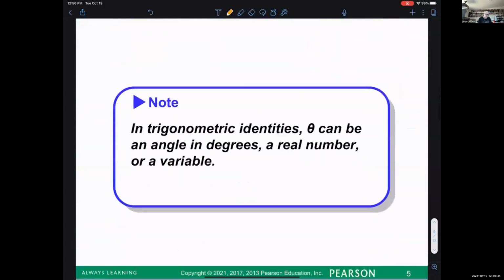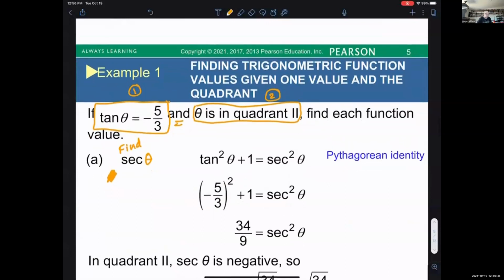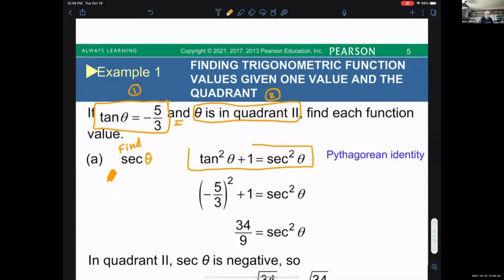And so that's the idea of what they're trying to demonstrate in this first example. We were told tangent and we're asked to find secant. So we choose that identity that I was just highlighting, because then we can take the value of the tangent and plug it in for tangent and then solve for secant. Because that's our goal, to find secant theta. All right, now let's see how they did that.